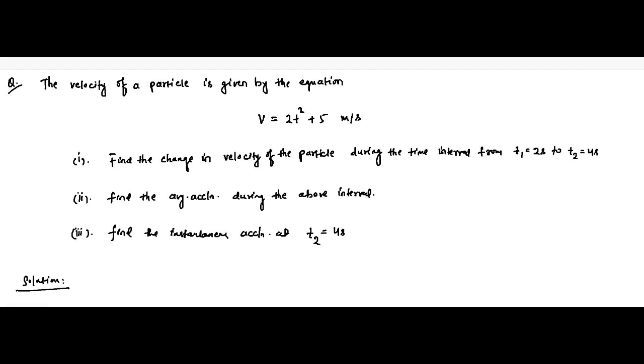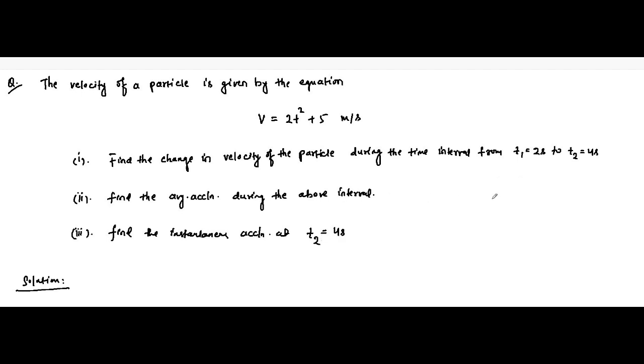Hello friends, so here is another question. It has been given that the velocity of a particle is given by the expression v is equal to 2t square plus 5 meters per second. It has been asked to find the change in velocity of the particle during the time interval from initial time t1 equals 2 seconds to final time t2 equals 4 seconds. Find the average acceleration of the particle during the above interval, that is from t equals 2 seconds to 4 seconds, and to find the instantaneous acceleration at t2 equals 4 seconds.